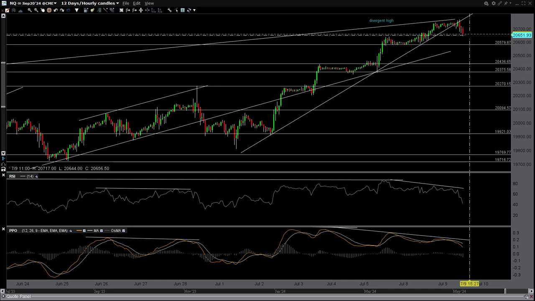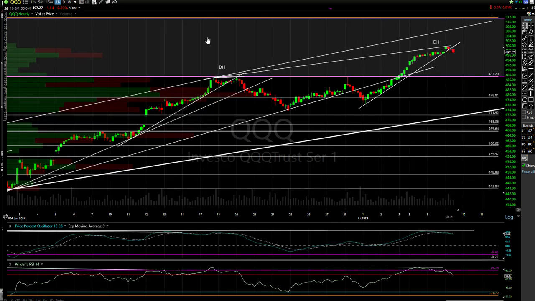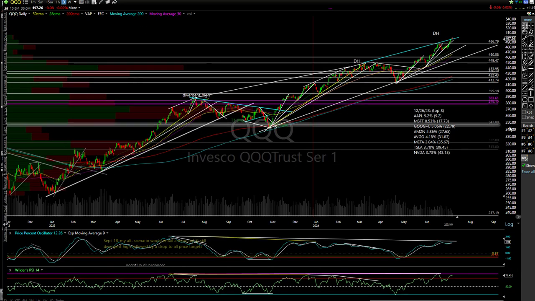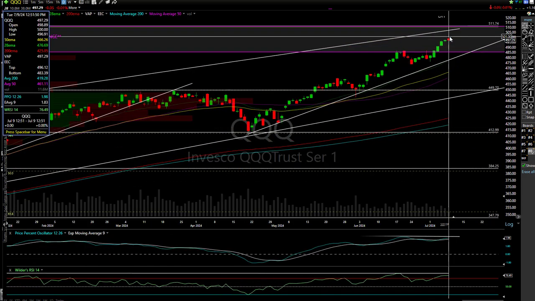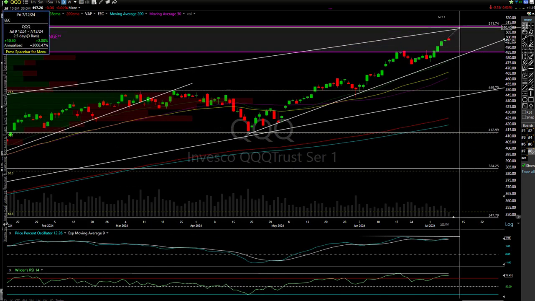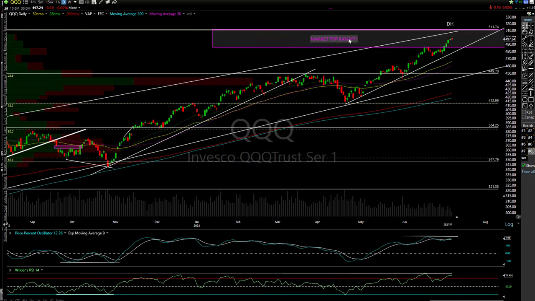But what I said in that comment section or in the original post this morning, holds true. We are, and this is a daily chart. There's my targets. We're within today. So far, we came within about 2% of the market top range, which, like I said, that's where.